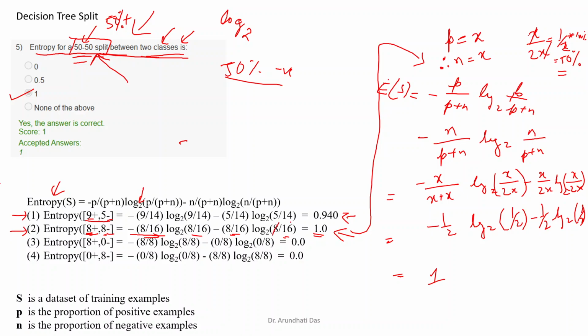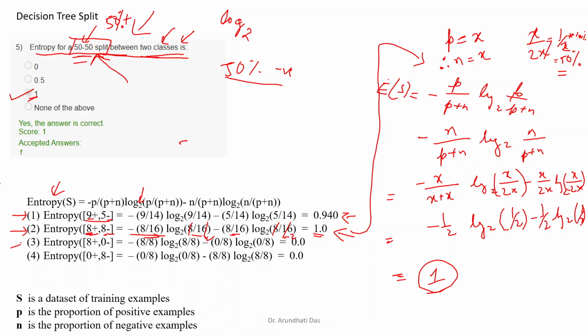Here as well, 8 divided by 16 will be half, right. So if we put this in a calculator, the final value will be 1. That is how the answer for this 50-50 split will be 1.